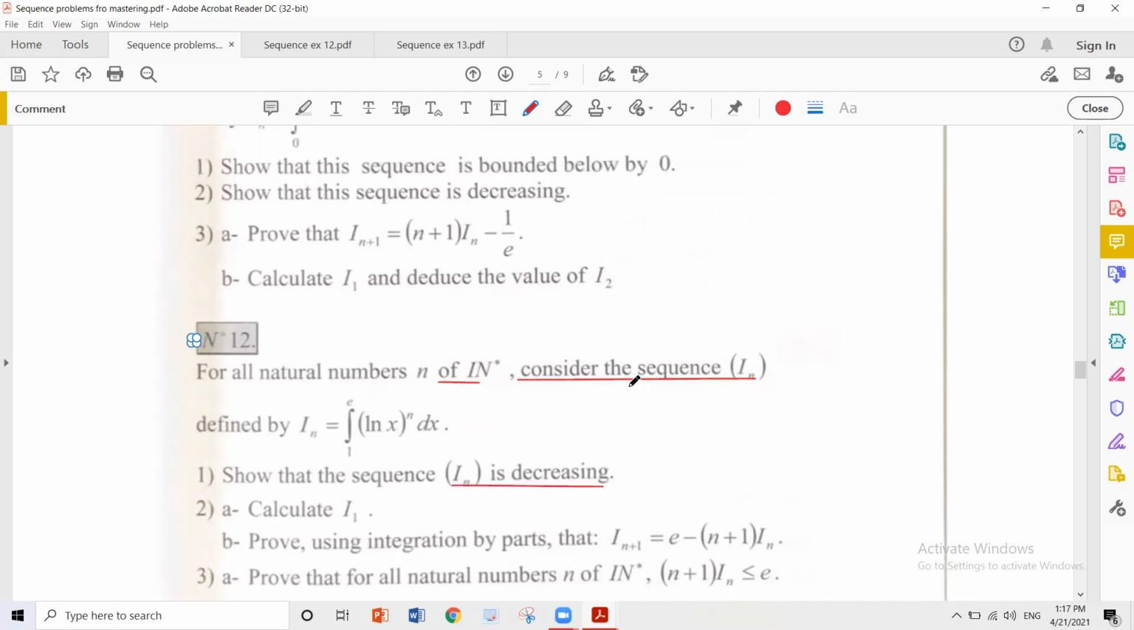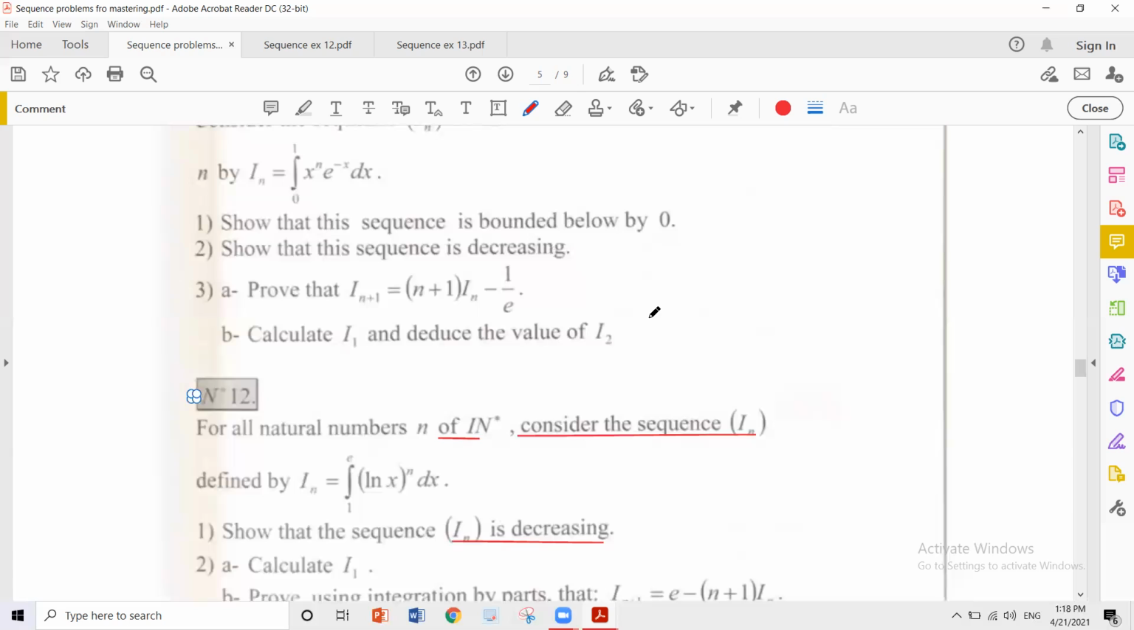How to prove a sequence is decreasing? We compute I_(n+1) minus I_n, which equals the integral from 1 to e.